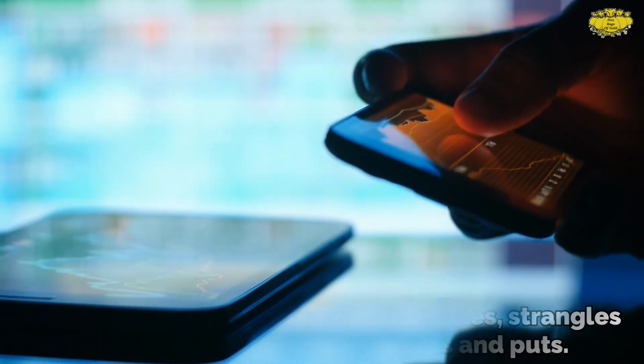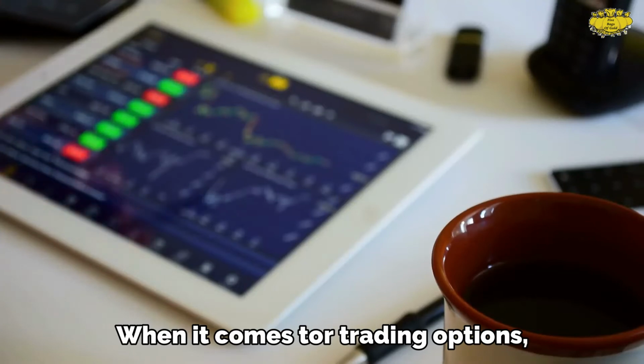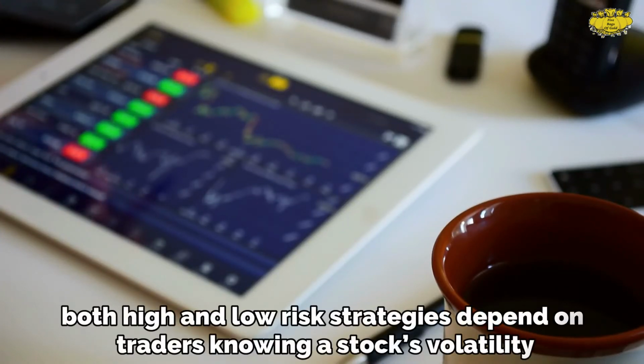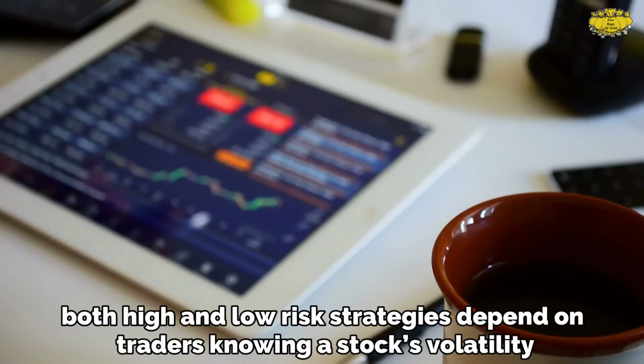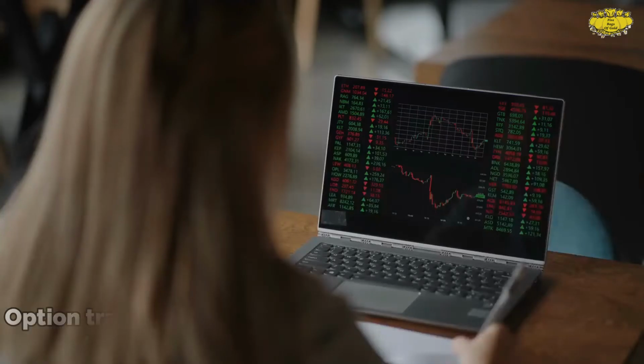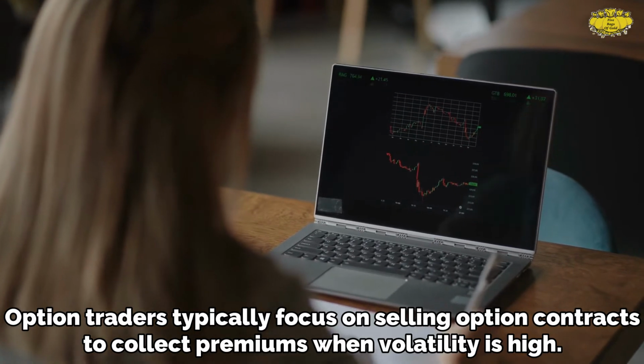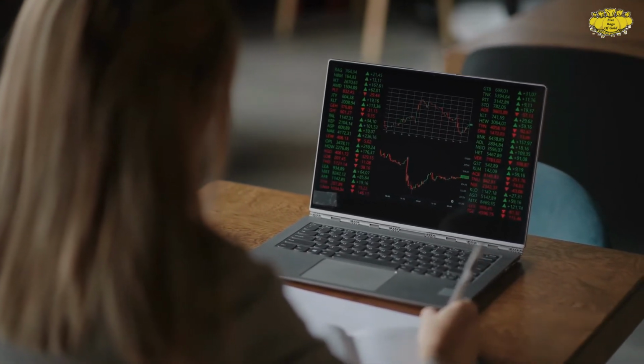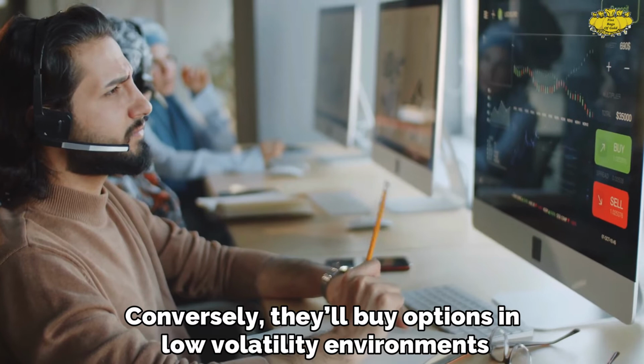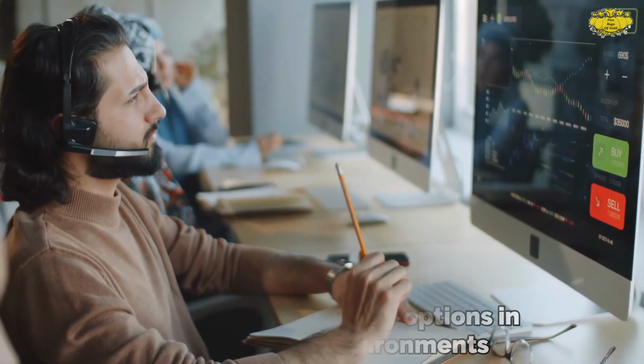When it comes to trading options, both high and low risk strategies depend on traders knowing a stock's volatility. Option traders typically focus on selling option contracts to collect premiums when volatility is high. Conversely, they'll buy options in low volatility environments.